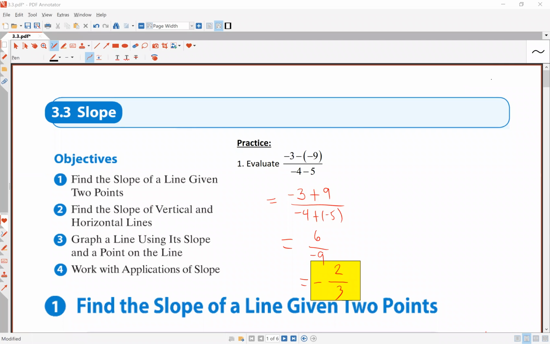This video covers section 3.3, slope. Objective 4, work with applications of slope.